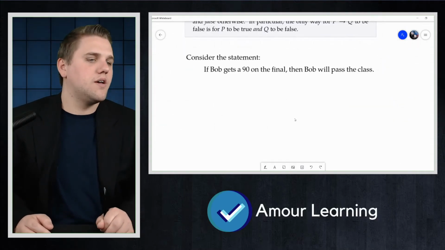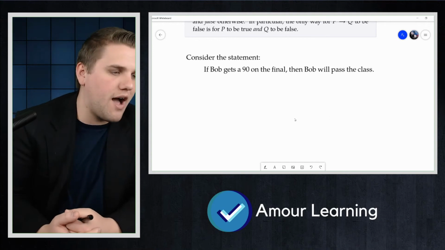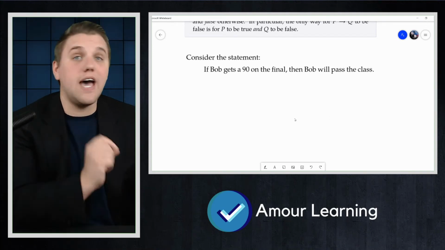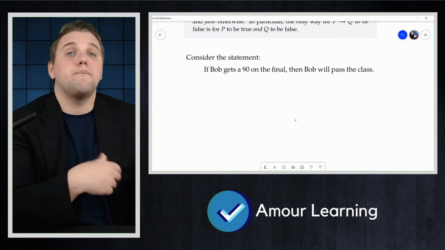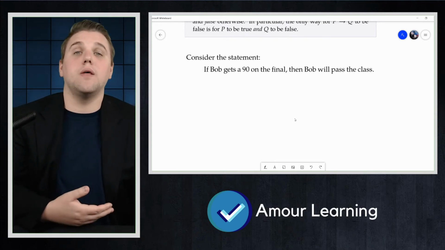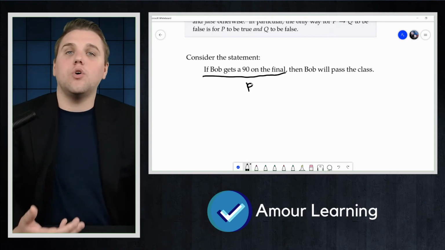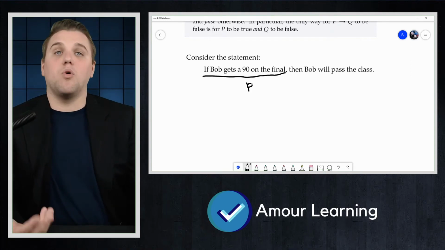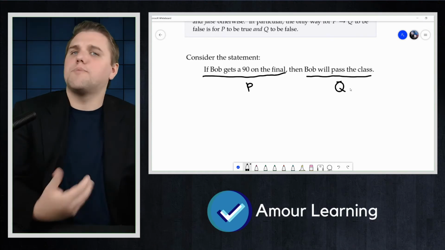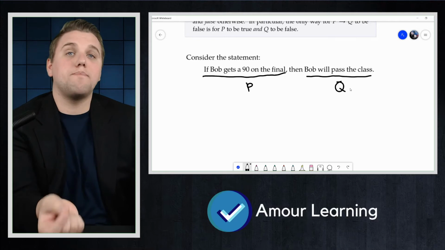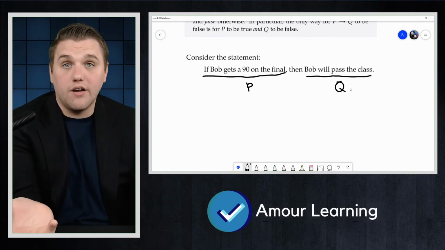Consider a statement. If Bob gets a 90 on the final, then Bob will pass the class. This is definitely an implication. P is the truth value of the statement, Bob gets a 90 on the final, and Q is the truth value of the statement, Bob will pass the class. Suppose I made that statement to Bob. In what circumstances would it be fair to call me a liar?